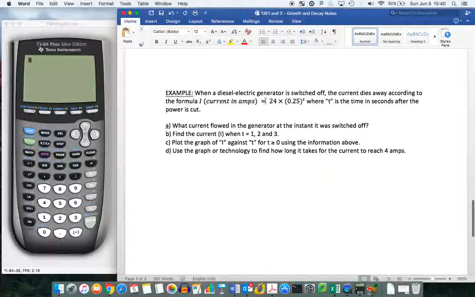So in this case, when a diesel electric generator is switched off, the current dies away according to the formula blah blah blah, where time is the time in seconds after the power is cut. What current flowed in the generator at the instant it was switched off? So at the instant it was switched off, our time would have been at 0. So we are just doing a substitution for time when it's 0.